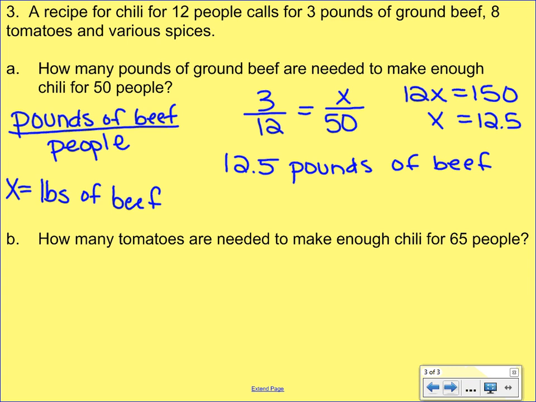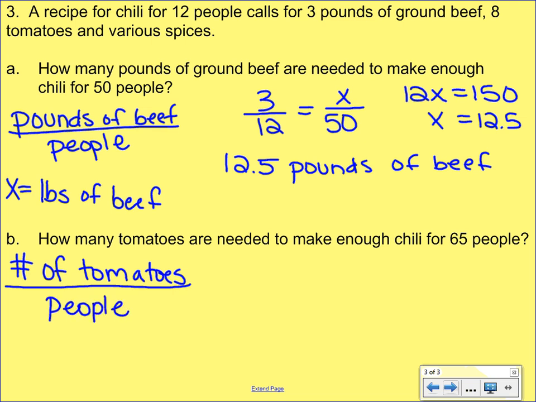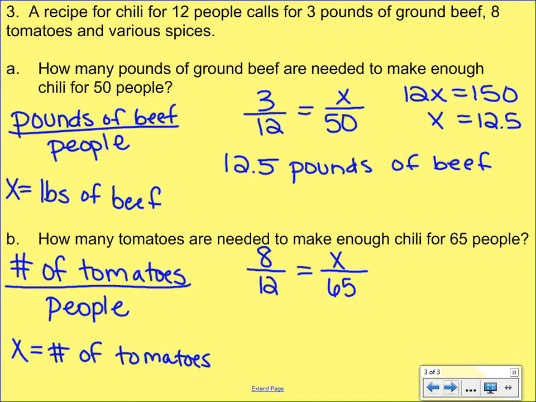All right, part B, now we're just looking at how many tomatoes are needed to make enough chili for 65 people. So we've changed the conditions a little bit. Now we're comparing tomatoes to people. The question is asking how many tomatoes, so we need to say X is number of tomatoes. And when we set up our proportion, we're comparing tomatoes to people. So 8 tomatoes for 12 people equals X over 65. Cross multiply, we get 12X equals 520.